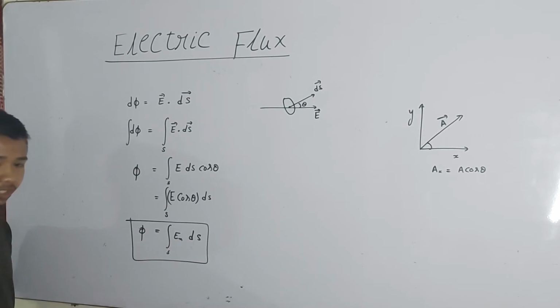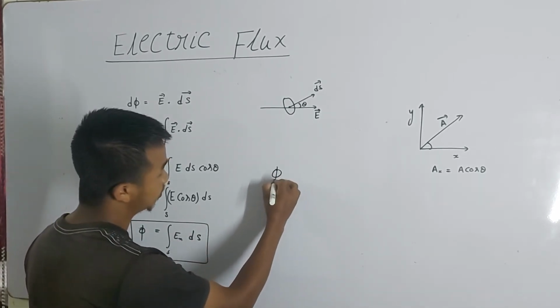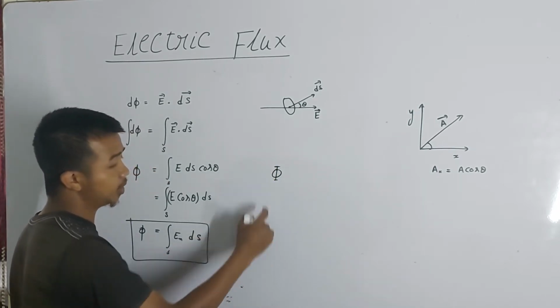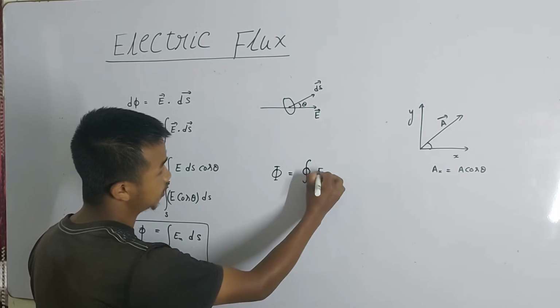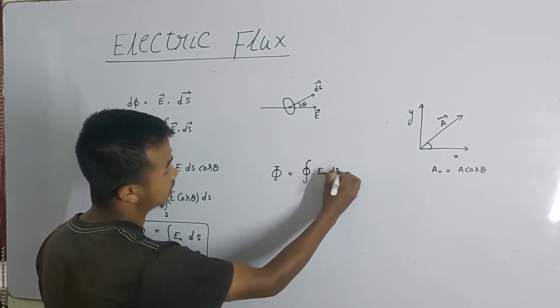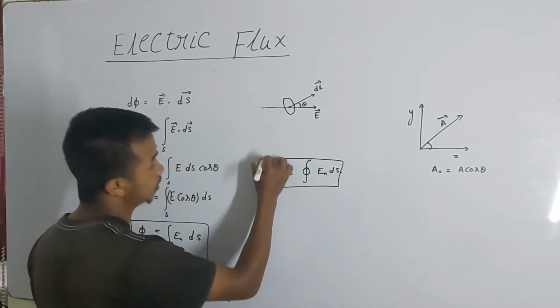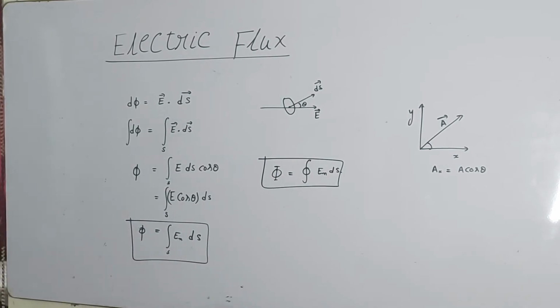Suppose this surface is a closed surface, then this flux we denote by this symbol. It is equal to the closed surface integral of En ds, if this is a closed surface. So now let us solve one problem.